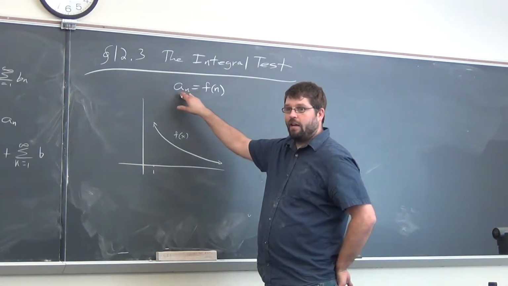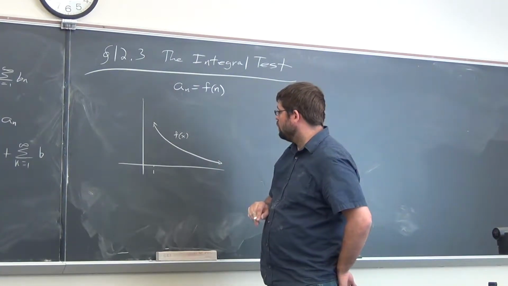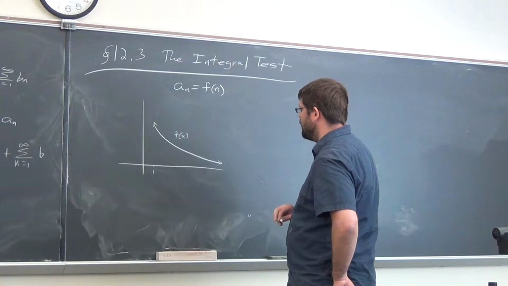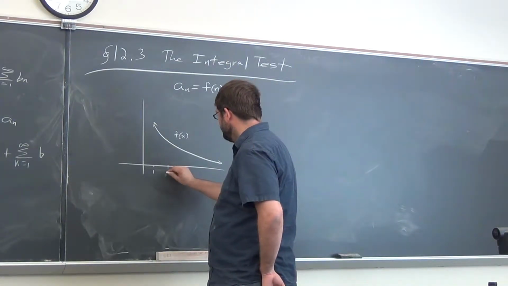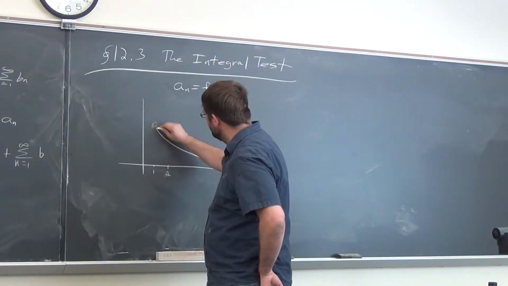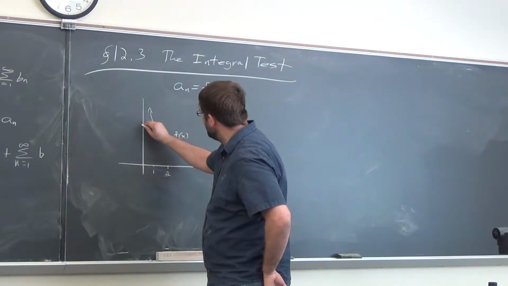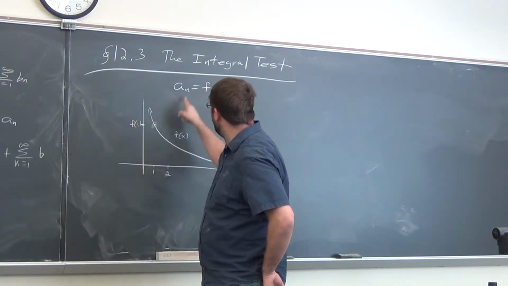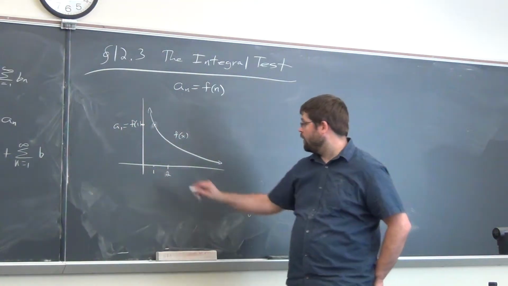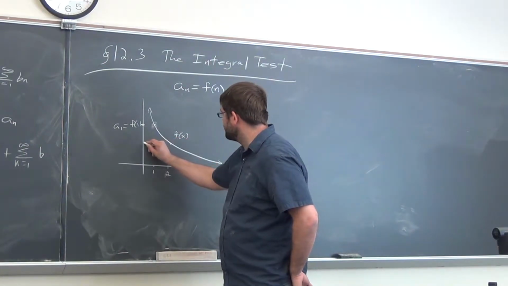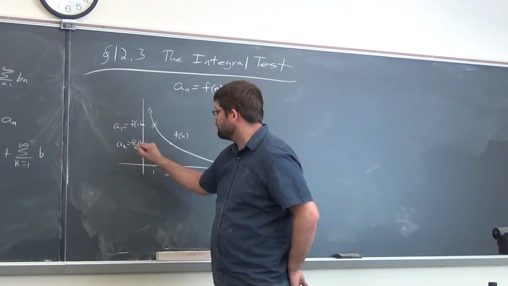Just assume you have a series that looks like this. Okay? And so what I want to do is just draw some boxes in here. Okay? So let me do this. So if this is 1, then that's f of 1, but by definition that's what our a sub 1 is, right? Looks like that. And then here's 2, that's f of 2, and that's what a sub 2 is, right?